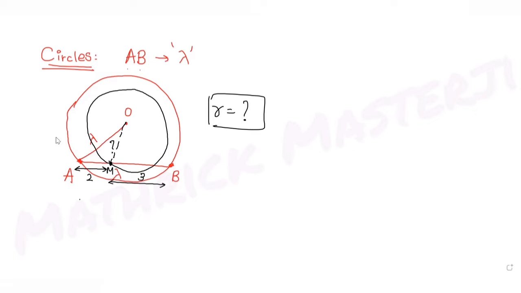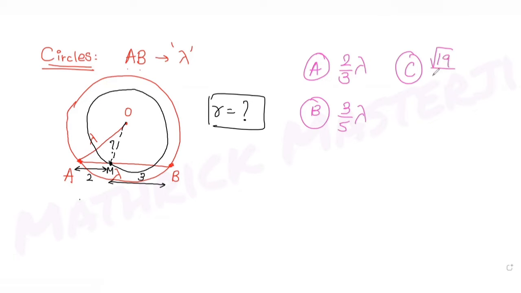And if I talk about the answer choices, the options given to us are 2 over 3 lambda. The second answer choice is 3 over 5 lambda. The third answer choice is root 19 over 7 lambda. And the fourth answer choice is root 19 over 5 lambda. So we need to figure out which one of these is the correct answer for the radius of the locus of this point M which divides the chord AB in the ratio 2 is to 3. So let's figure out how to solve this question.